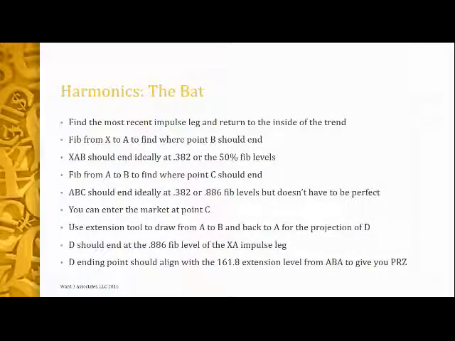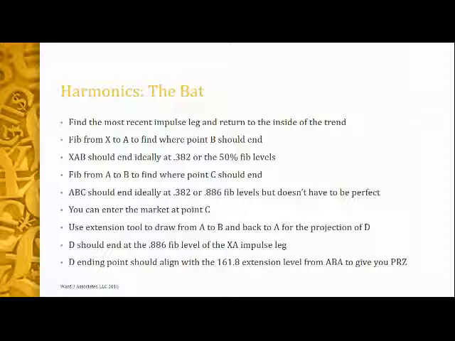What you want to do to paint the bat, find the most recent impulse leg and return to the inside of the trend. Fib from X to A to find where B point should end. XAB should end ideally at the 382 or the 50% fib ratio levels. After you find that B point, which is the most important point, right? After price has failed at the B, and we recognize that, you're then going to fib from the A to B to find out where the C point should end.